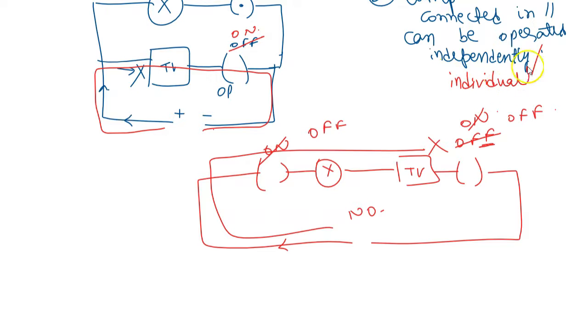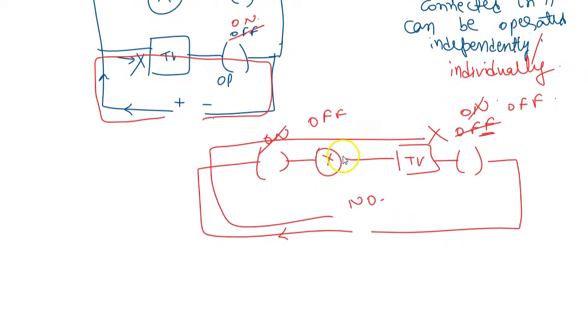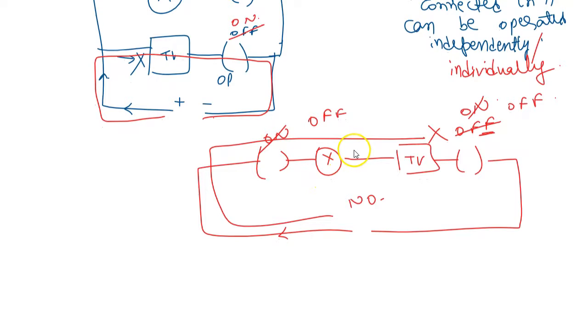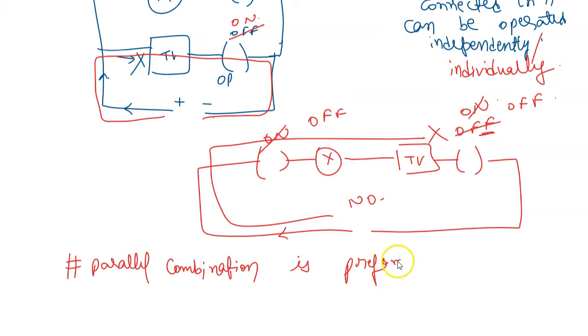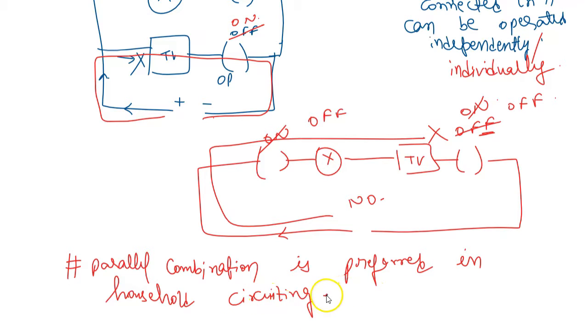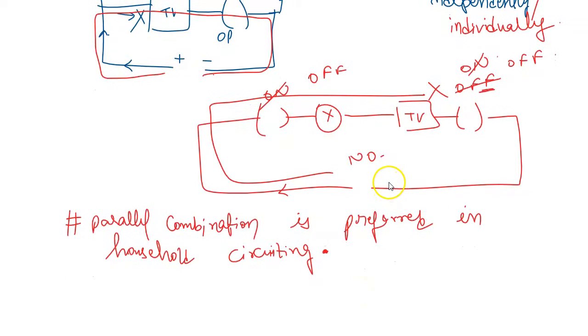So this proves that the parallel combination is preferred in household circuitry, right? So we will remember that the parallel combination is preferred in household circuitry. In the household, whatever electric circuits we have, all the components are connected in parallel. That is, whenever we want any component to operate, we can operate them individually, independent of each other.